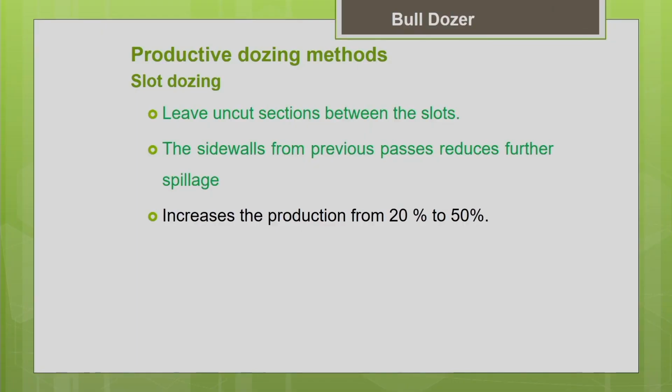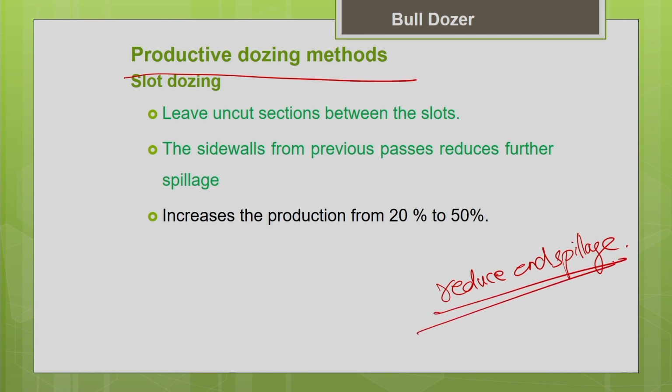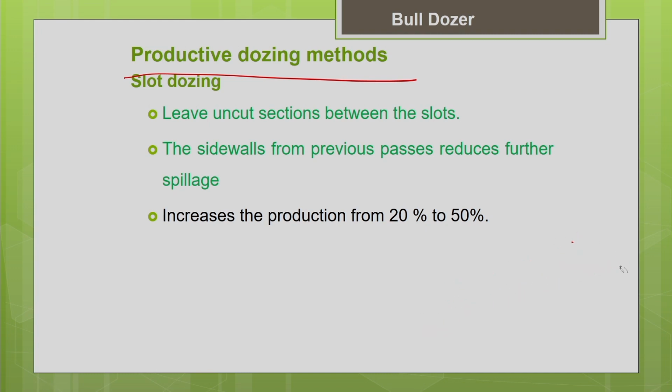Now let us see the different dozing methods which are commonly adopted to enhance the productivity of the bulldozer. To enhance productivity, I need to reduce the end spillage of the material which is happening at both ends of the blade. How to reduce the end spillage? What are the dozing methods which can help me reduce it? One such method is the slot dozing method.